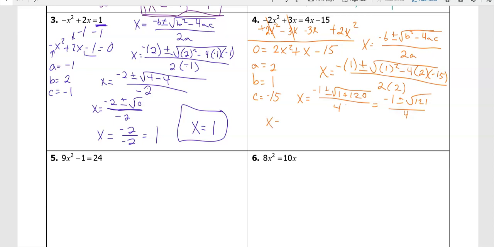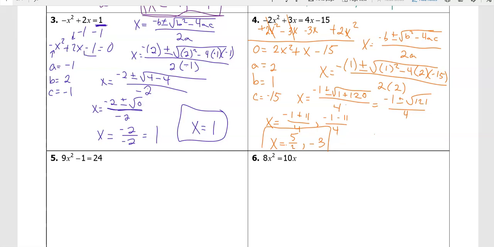So now I'm going to write that out twice so we can simplify it into our final answer. X equals negative 1 plus 11 over 4 and negative 1 minus 11 over 4. Negative 1 plus 11 is 10 over 4. Going to simplify that to 5 over 2. And negative 1 minus 11 is negative 12. Divided by 4 is negative 3. Okay, so can your answers be fractions? Absolutely.